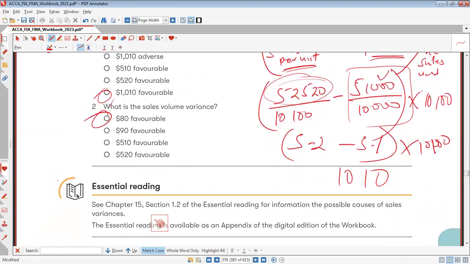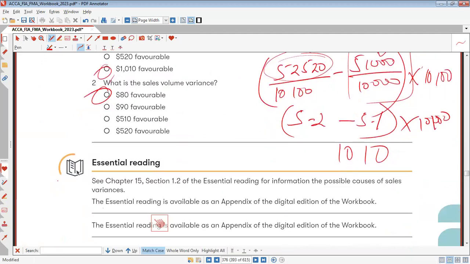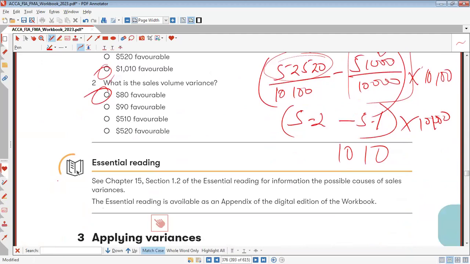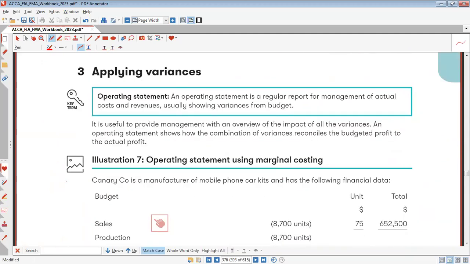So they managed to increase the price and still end up with a good sales volume. So this must have been a very good market. Now we are going to apply. Do you have questions about this?